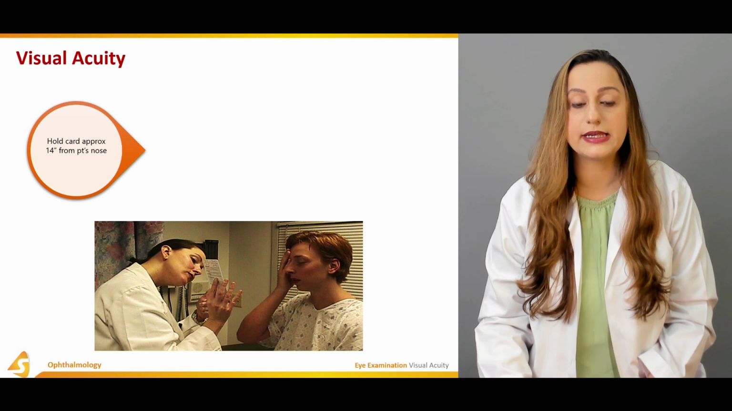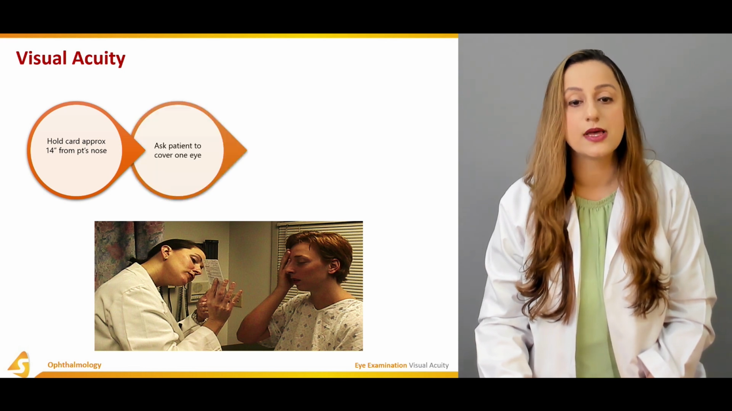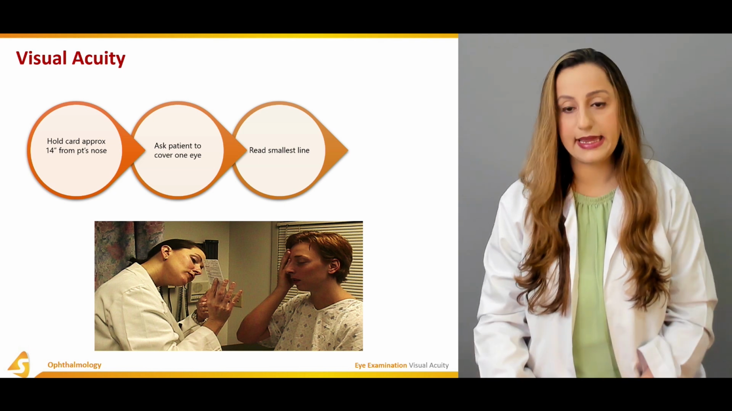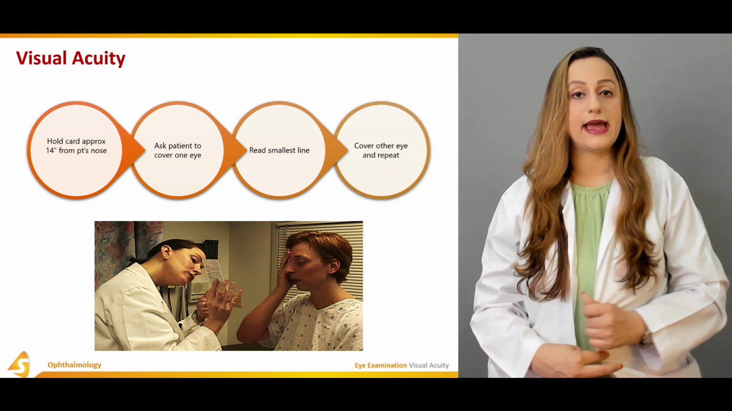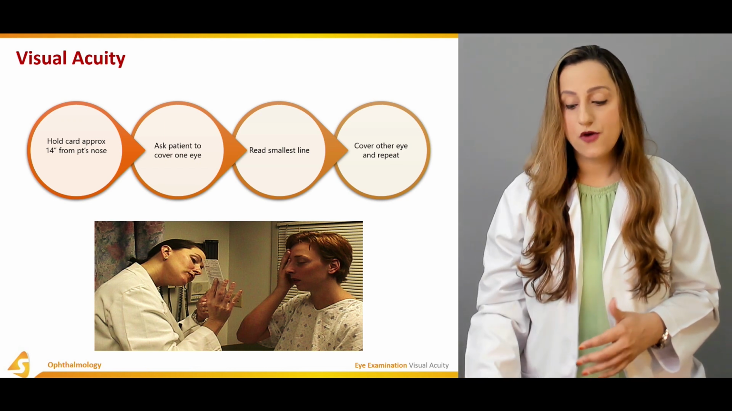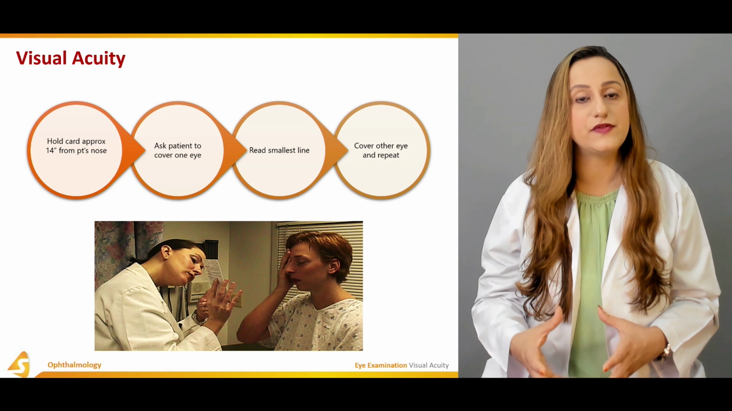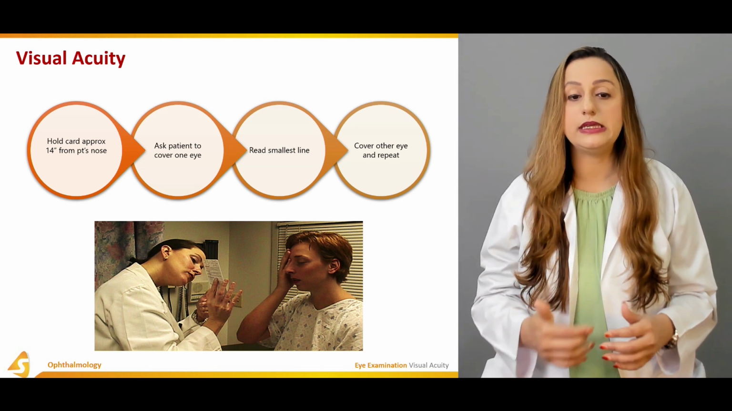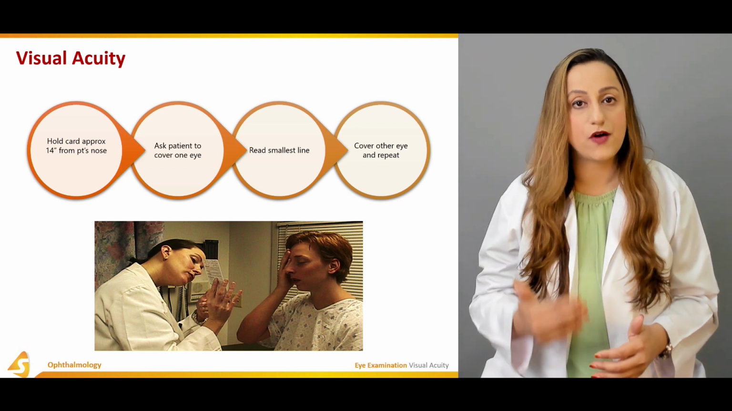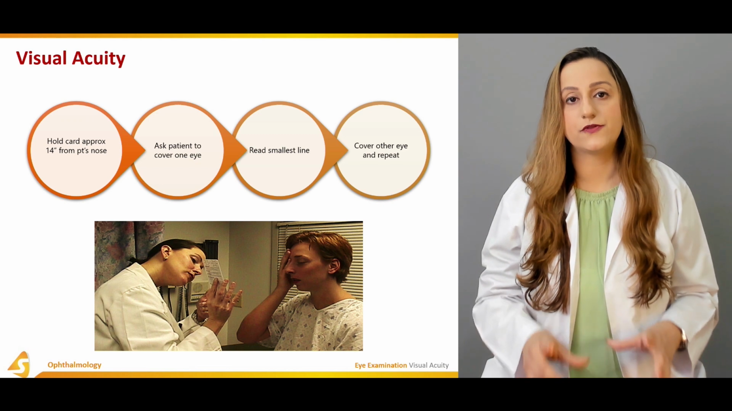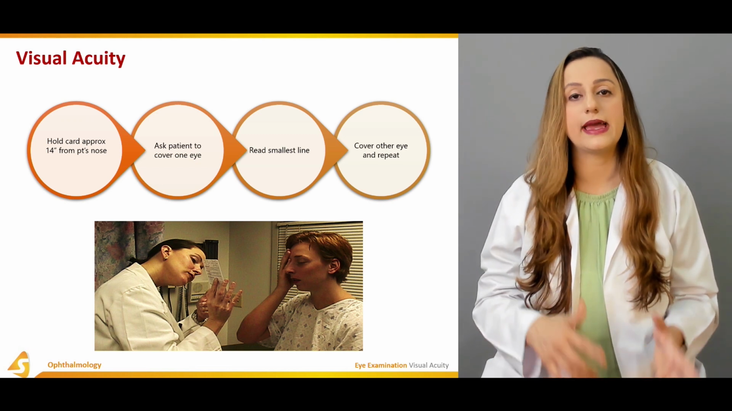Hold the card approximately 14 inches from the patient's nose. Ask the patient to cover one eye. Read the smallest line, then cover the other eye and repeat. It's basically for the near vision that we're talking about. For the distant vision we have the Snellen's chart, and for the near vision we have another chart. You cover the eye of the patient and ask him to read the smallest line possible from that distance, then cover the other eye and repeat.